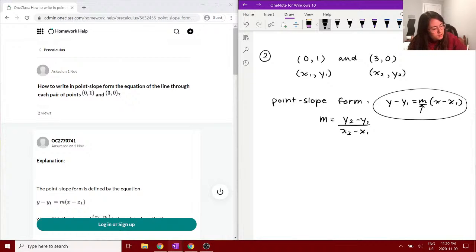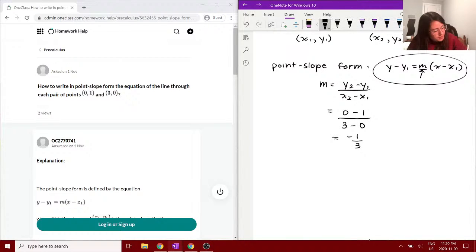Okay? So, we'll start with finding what m is, since we'll need that. So y2 is 0 minus y1 is 1, divided by x2, which is 3, minus x1, which is 0. So we just get minus 1 over 3.